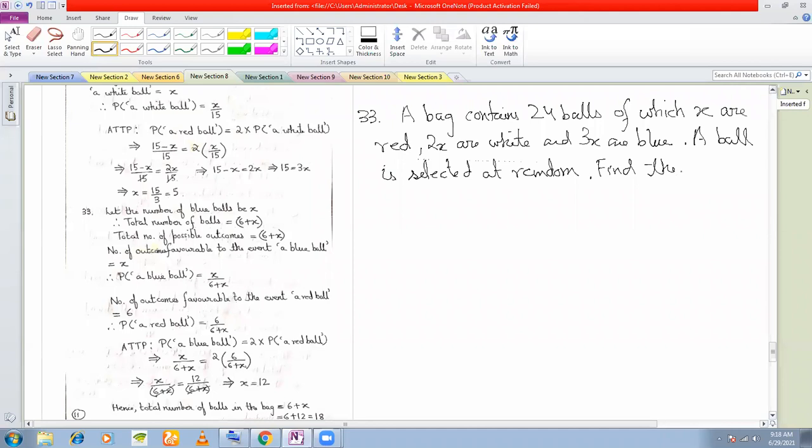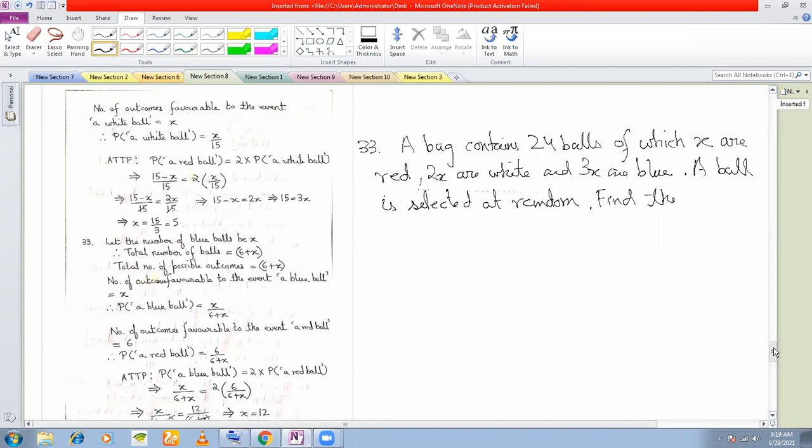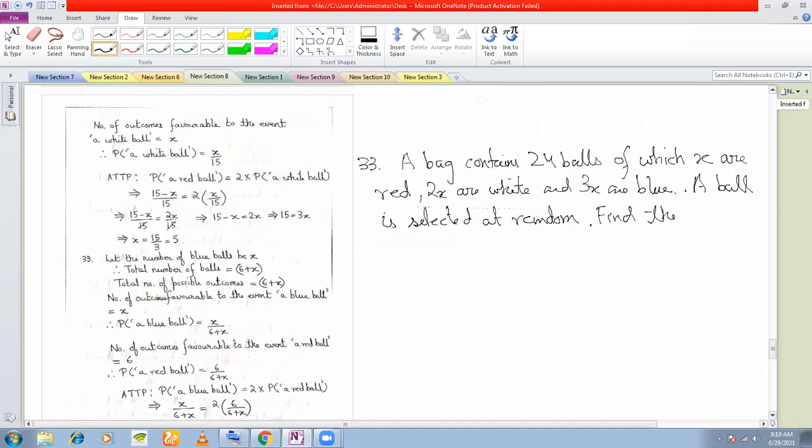Which question am I doing? Number 33. Okay, 33 I have finished with it. Last question was 32, I think. Anyway, we'll finish this if you have started this.